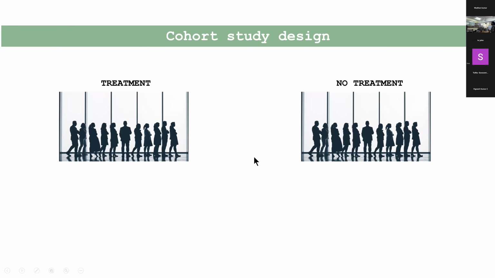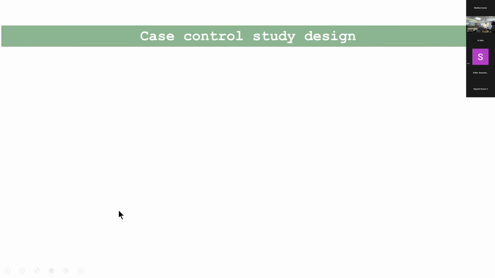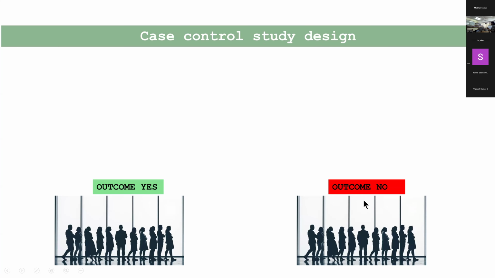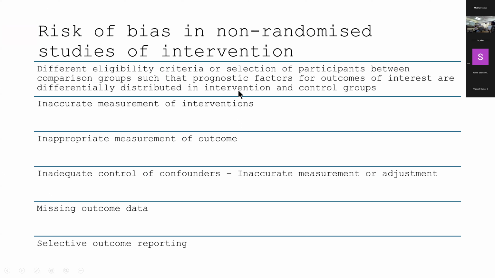So if you look at a cohort study for an NRSI, you look at two cohorts, patients who have got a treatment, patients who didn't have a treatment. You see how many of them developed outcome, how many of them didn't develop an outcome. You can also have a case control study design where you look at patients who had an outcome, patients who didn't have an outcome. You go back and see how many of them had a treatment, how many of them didn't have a treatment. Now, these NRSIs have a lot of intrinsic bias.